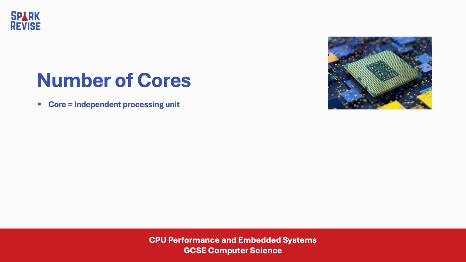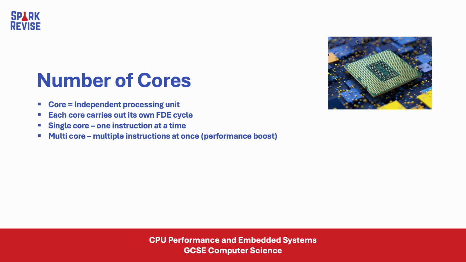Number of cores. A core is an independent processing unit within the CPU. Each core can handle its own fetch decode execute cycle, meaning multiple cores can work together on different tasks at the same time. Single core processors process instructions one at a time. Multi-core processors process multiple instructions at once, which gives a performance boost.